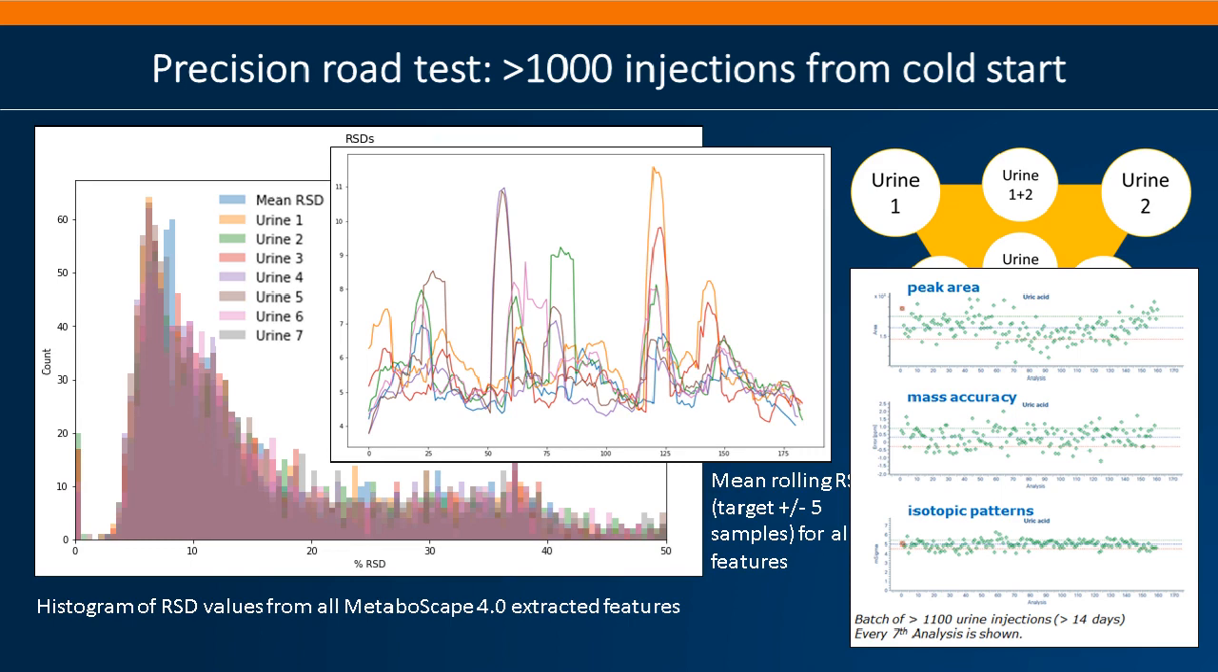But looking at the precision of peak area, mass accuracy, and the isotopic pattern as measured by MetaboScape's M sigma value, all are very good, despite the fact that it was a greater than 14-day run and that we're looking at over 1,000 injections here from a cold start.